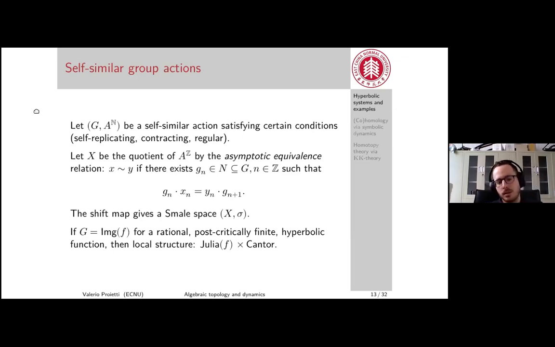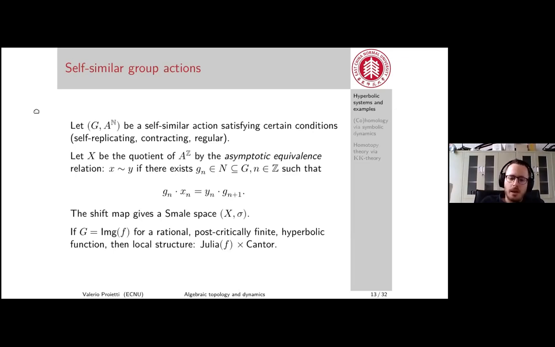It's the quotient of A^Z, so now sequences open-ended on left and right, by this asymptotic equivalence relation, which says that X and Y, these double infinite sequences, are equivalent if there exists a sequence g_n in N such that when I act with g_n on x_n, I get y_n, and then g_{n+1}. The way to read this equality is that you can think of x_n as a letter and then a continuing, the rest of a word. And so g_n will act on this letter and I will get a new letter called y_n. And then on the rest of the subword, the action is given by g_{n+1}. So this is what this equality means.